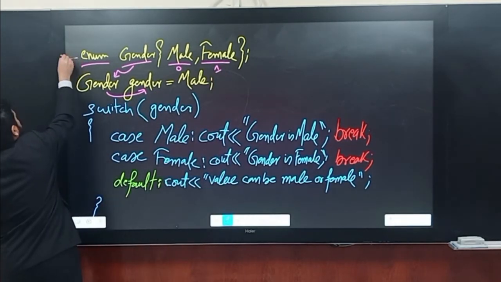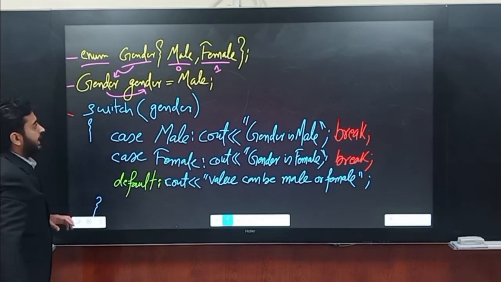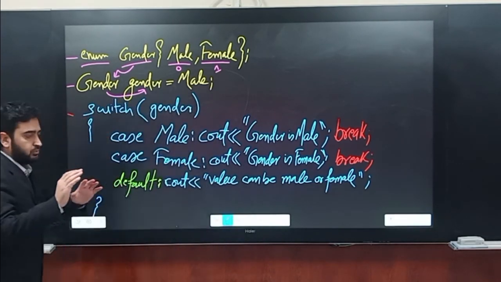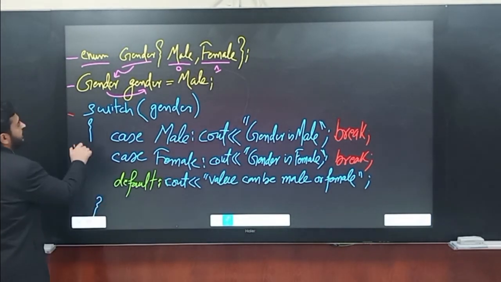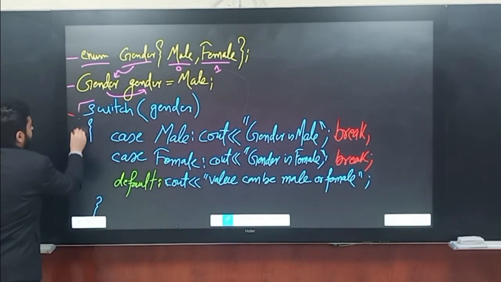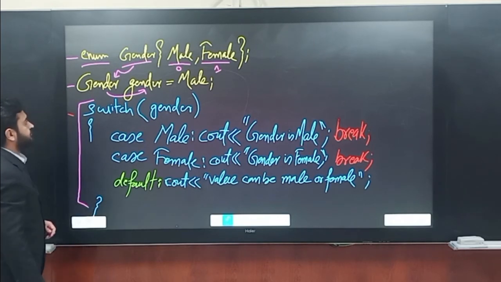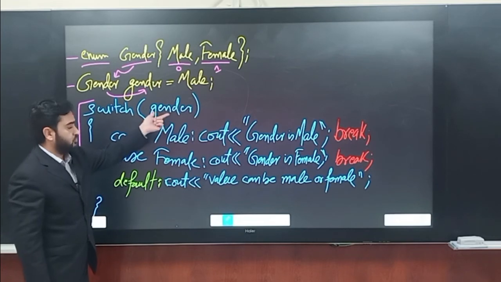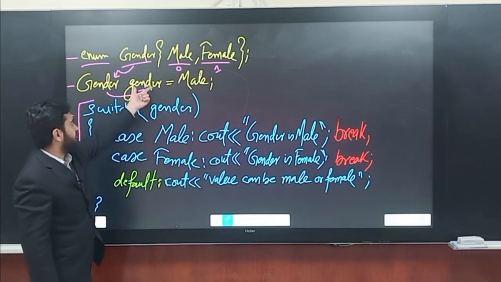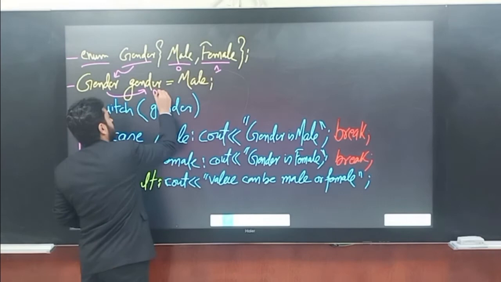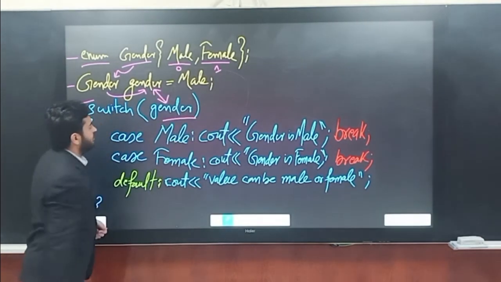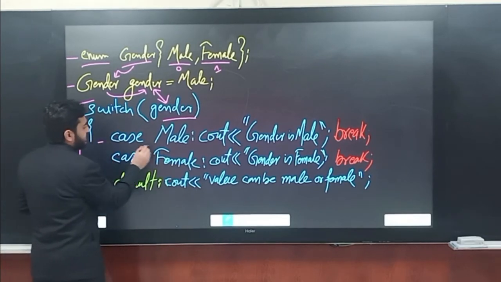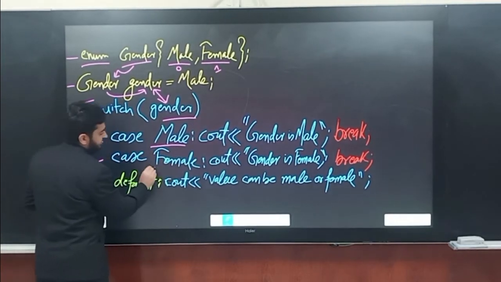Now these two statements can be introduced globally or locally inside a function, so it is up to the logic of the program. Then we have introduced this switch statement. In this switch statement we are going to watch this gender variable. This is the gender variable that we are going to watch. And then we have two cases: one is the case for male, the second is the case for female.